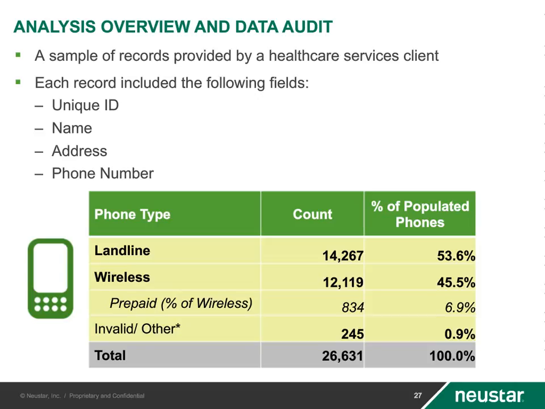We will take an input file of records that they have either recently dialed or are getting ready to dial. In this case, our client provided us with a unique ID just for tracking purposes, a name, an address, and a phone number. They did not include a consent date, but that also could be an input that is included. And we'll do some quick stats like you see on this slide. What's the current landline wireless split? In this case, it was roughly 55-45. What percent is prepaid, and so forth.